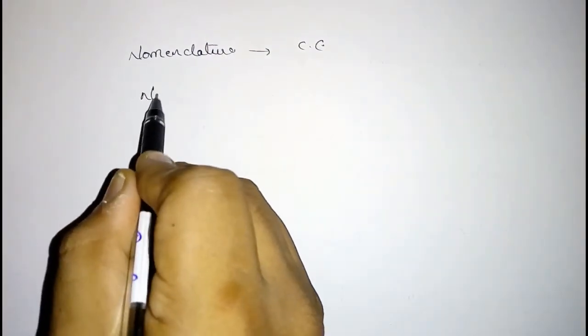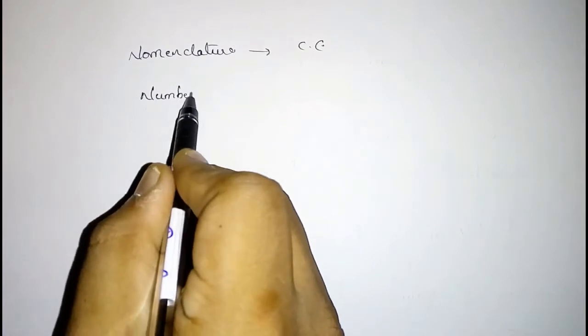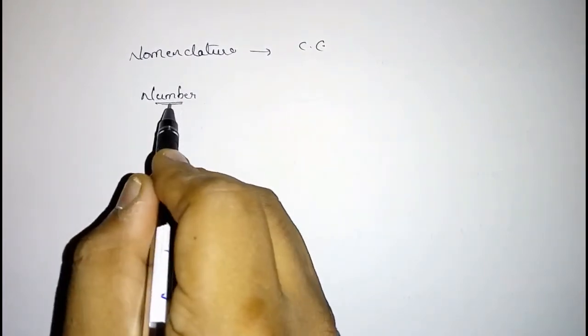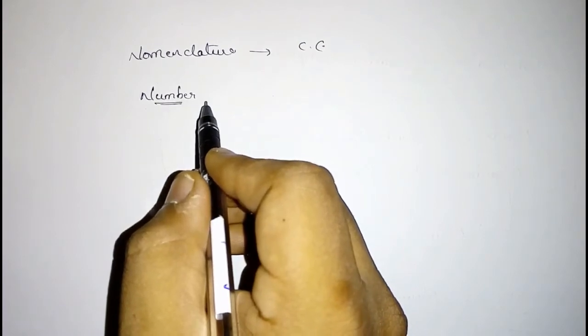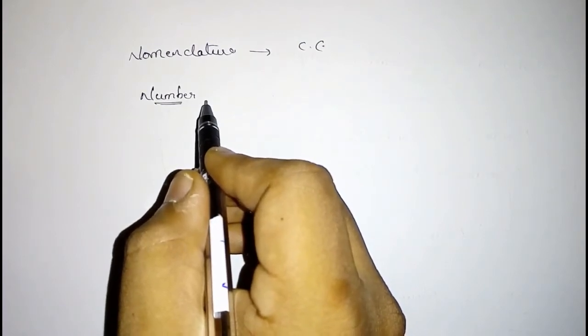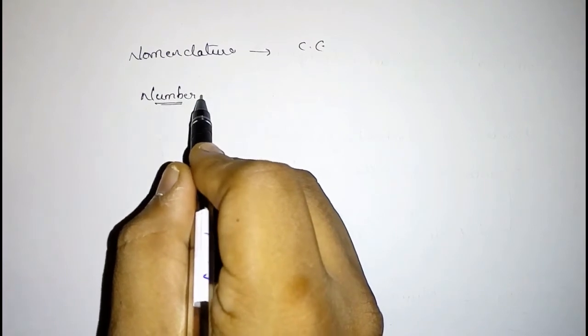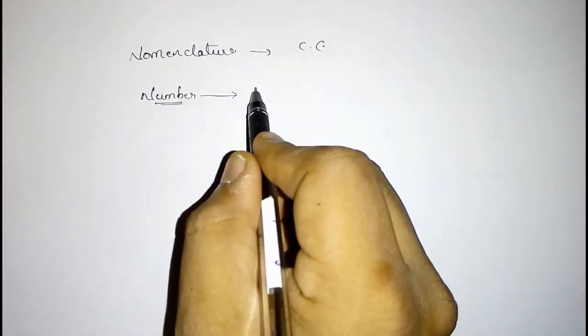It is our number. Okay, number. What does this number say about? Number says about to which carbon the substituents or the functional group or the alkyl group is present. Okay, after number we will be giving preference for our second step.